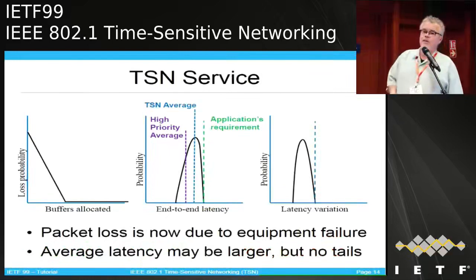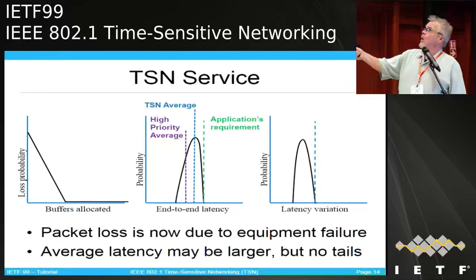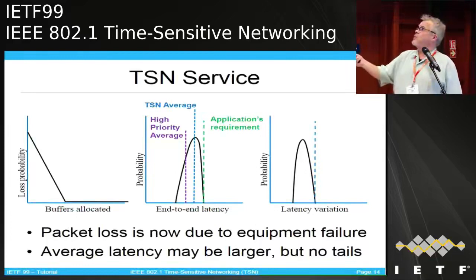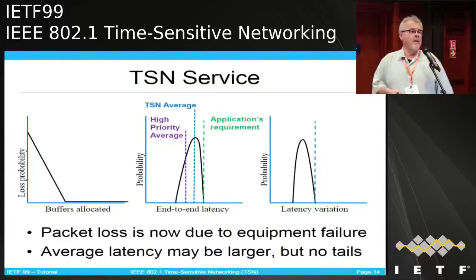So what we do instead is we try to come up with a scheme such that we know how many buffers it takes so that I'll never lose one. If I exceed that number of buffers, doesn't matter. I've still got some residual packet loss because boxes can fail, wires can fail, cosmic rays can hit the packet.